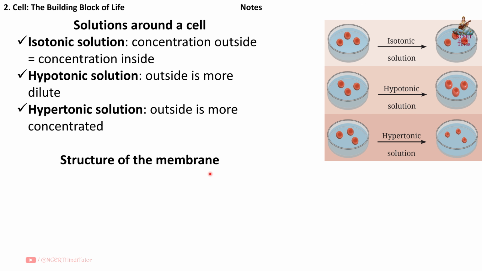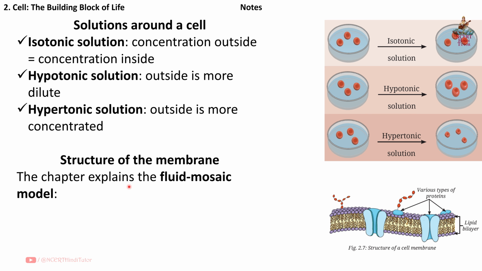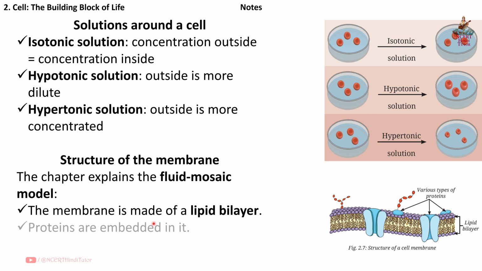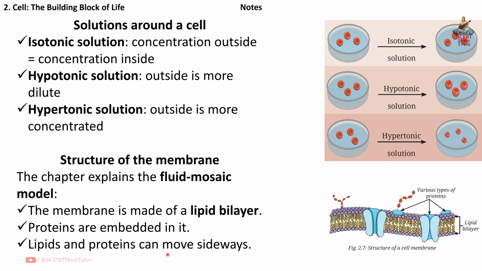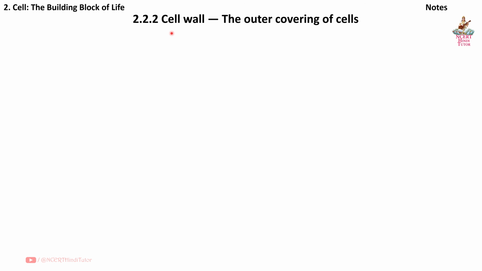Structure of the membrane. The chapter explains the fluid mosaic model. The membrane is made of a lipid bilayer. So friends, this is the lipid bilayer. Proteins are embedded in it. These are the proteins, various types of proteins. Lipids and proteins can move sideways. Proteins act like gatekeepers.